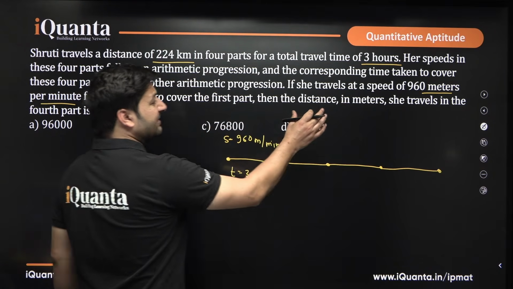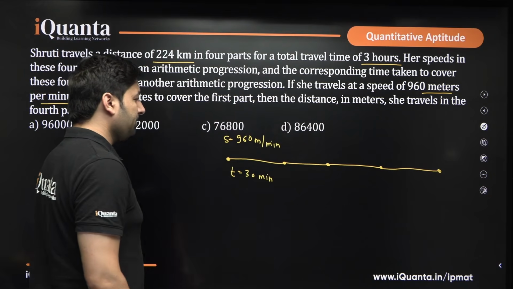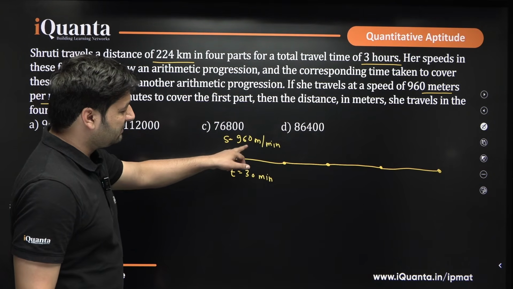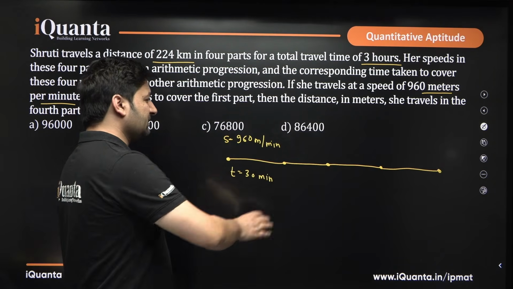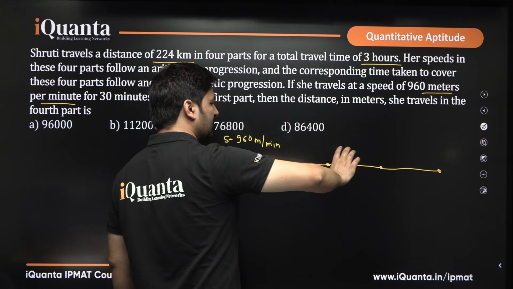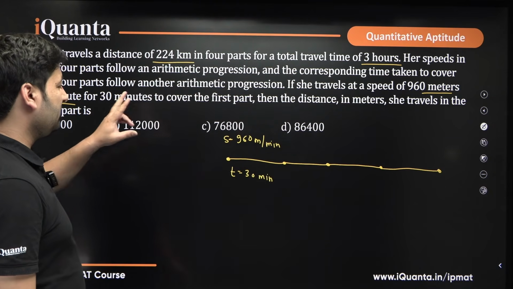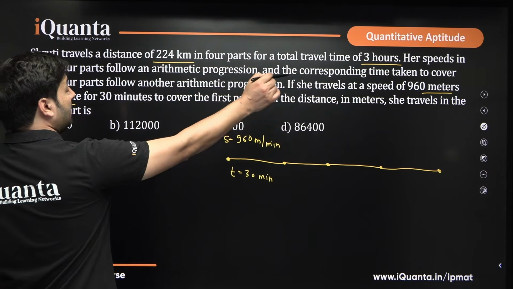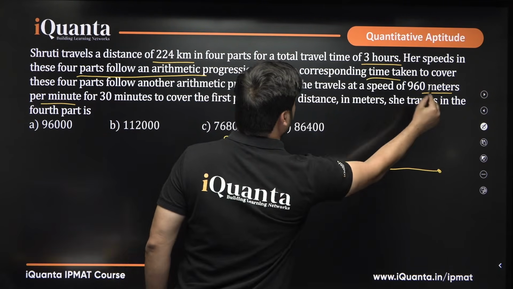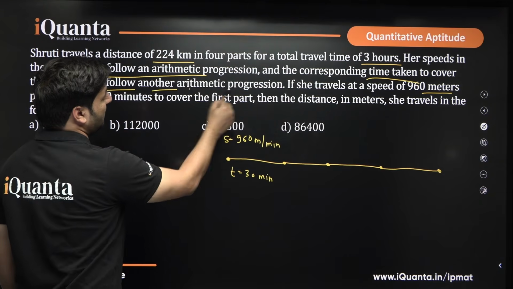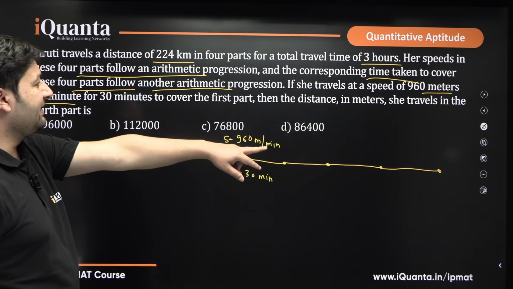Then the distance in meters she travels in the fourth part, we need to find out this distance, okay. We know that in the first part this is the speed, this is the time, speed into time will give us distance, right. So, that simply means if we have speed and time for each part, we will be able to find it out, right. Now, see, there are two things which are in AP. Speeds in the 4 parts follow an AP and corresponding time taken to cover these 4 parts follow another AP, okay. What is the total time taken to cover this entire distance?